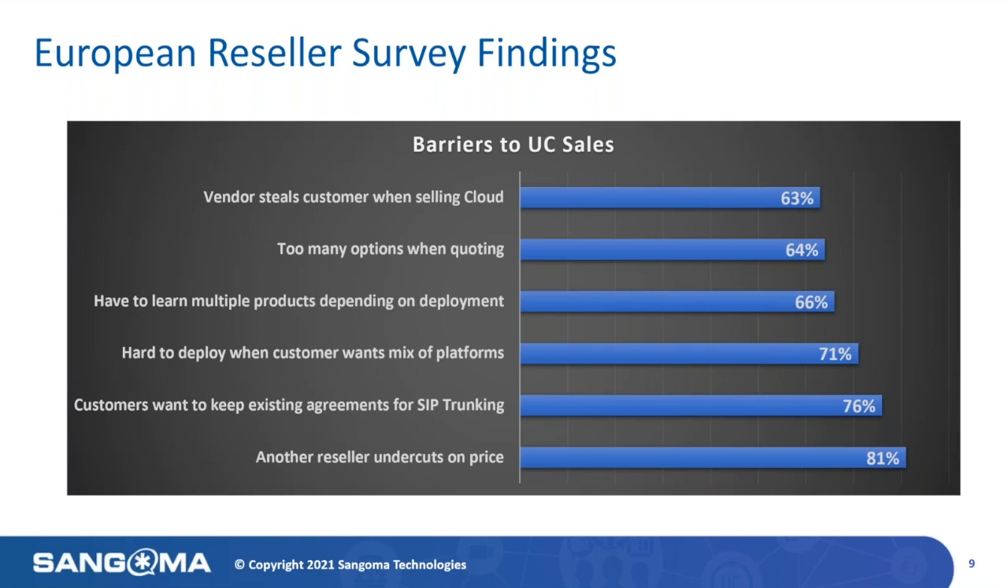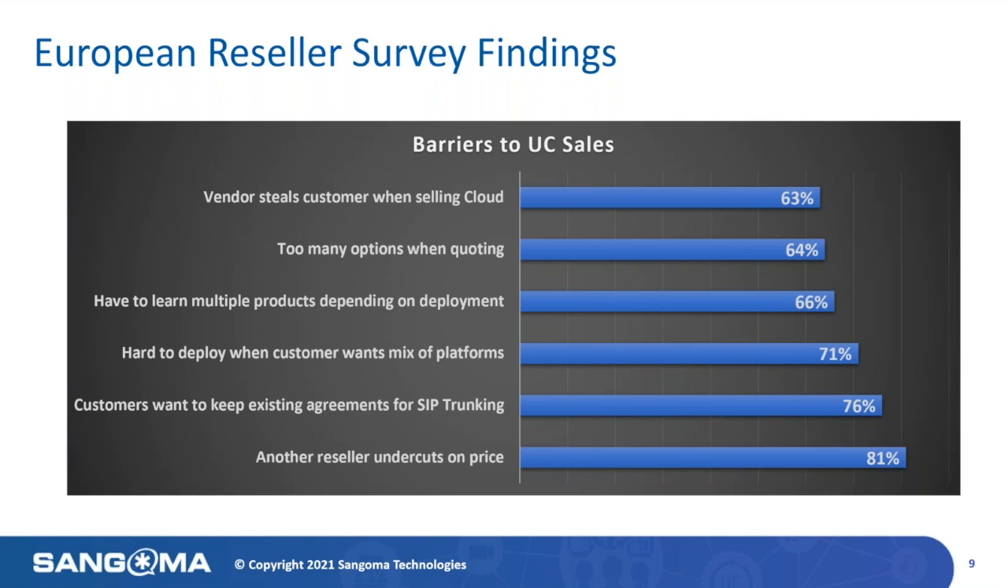And then, you're having to learn multiple software products depending on deployment. So if it's cloud, you've got to learn one thing. If it's on premise, you've got to learn a different software, and so therefore potentially your customer has to as well, and that's obviously stopping you selling in some instances. And you're finding it difficult when a customer wants a mix of platforms. So in one location they may want on premise, but in a different they need cloud, in a third they need hybrid, and that is getting very complicated for you to deploy.